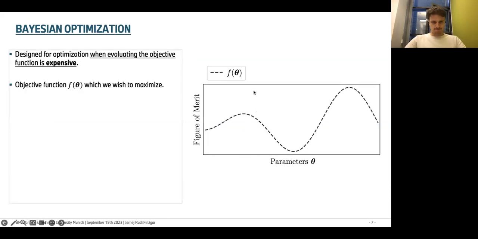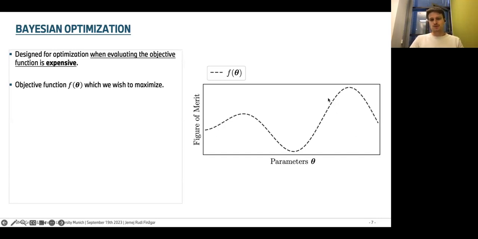Let's start with a brief intro to Bayesian optimization. Bayesian optimization is an optimization method which is designed specifically to optimize functions that are difficult to evaluate. With difficult to evaluate, I mean, this can be expensive, this can take a long time. So basically, you are in a setup where you would like to evaluate your function as infrequently as possible.